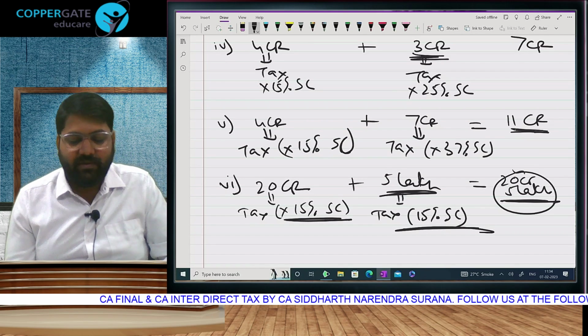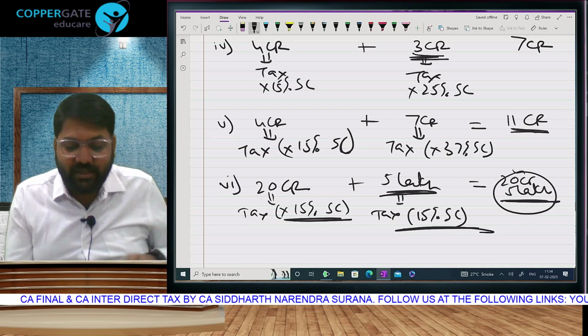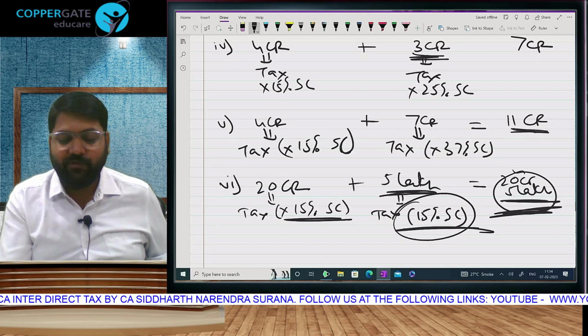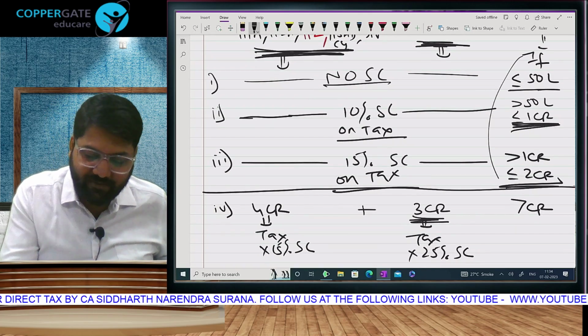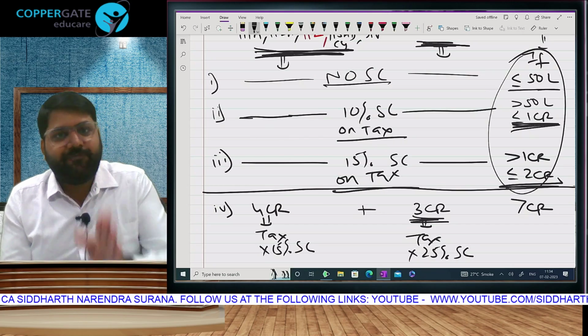This is where you have to be careful. This will never be less than 15. 15 will come because you have crossed 1 crore. If you had not crossed 1 crore, you might have come somewhere here. But now, 15 will apply.